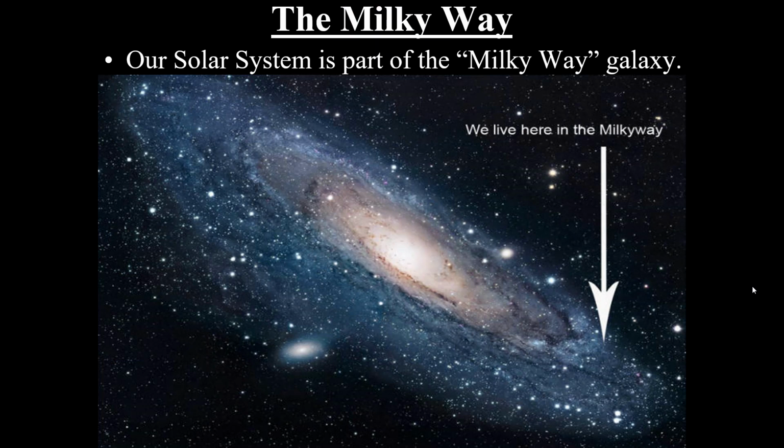The Milky Way. Our solar system is a part of the Milky Way galaxy. We live here in the Milky Way. Now, the very white part in the center is the sun. And all the things orbiting the sun are the planets. So we can't see the Earth or the planets anywhere, but it is called the Milky Way.